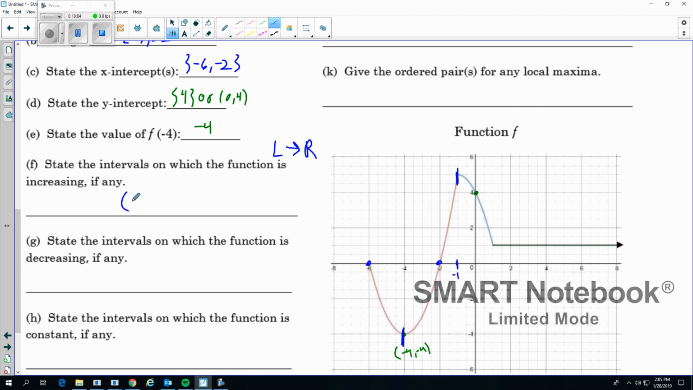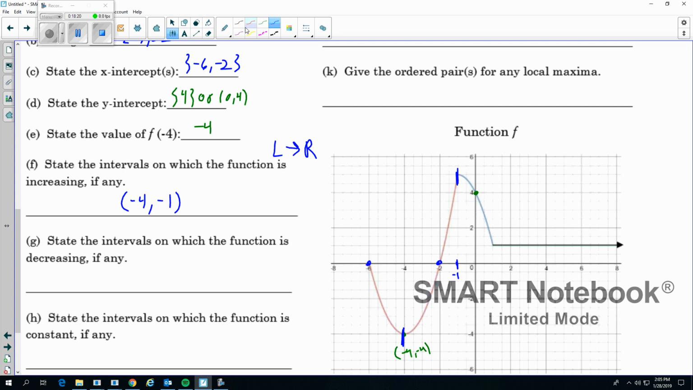And we always use parentheses on this. So from -4 to -1. So you basically give the domain for which the range is increasing in this case. So the range is increasing, and so you look from left to right.